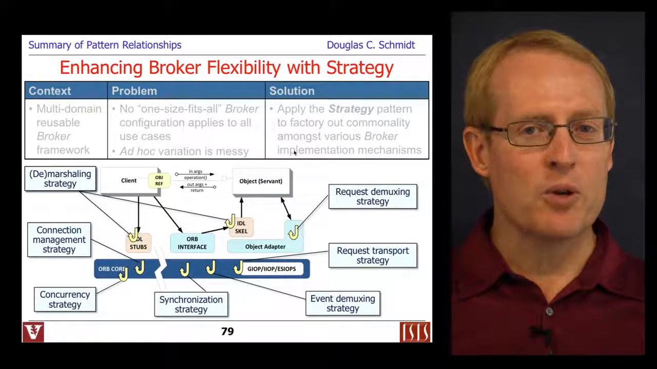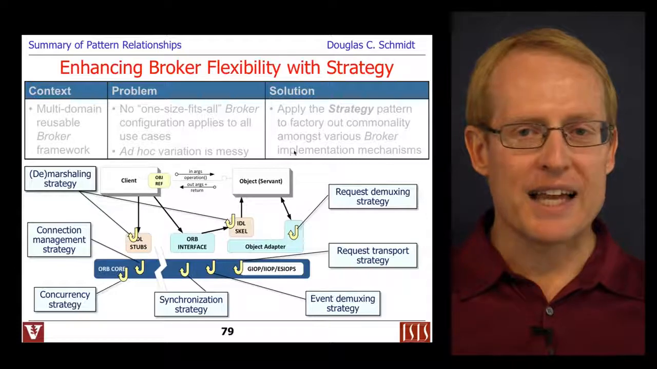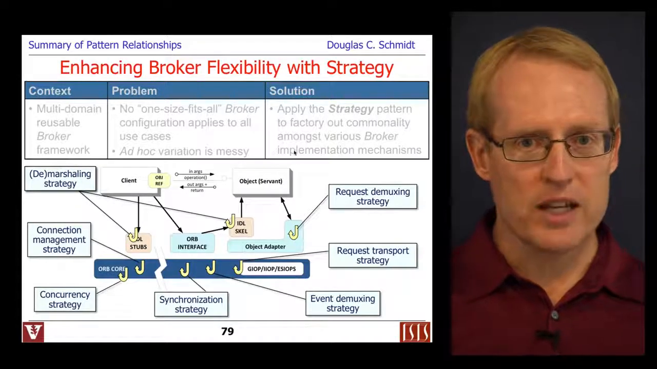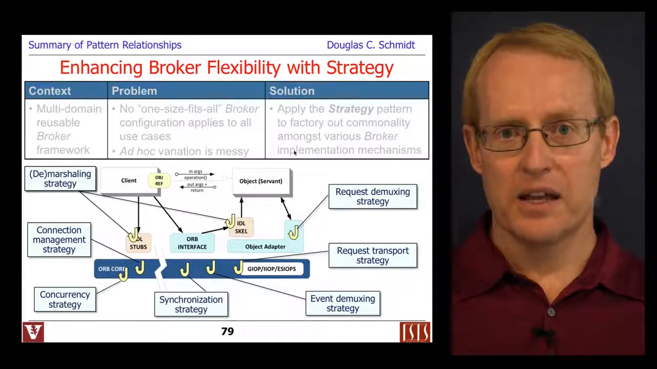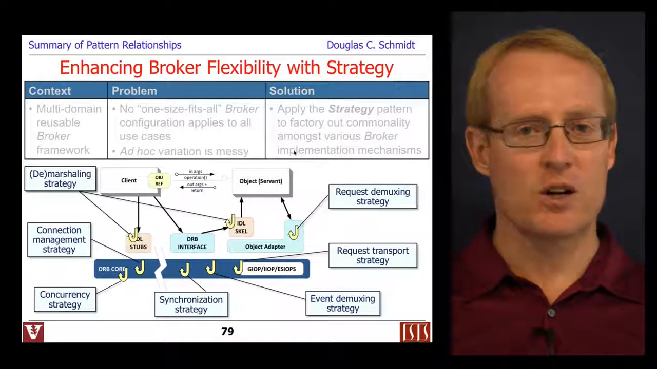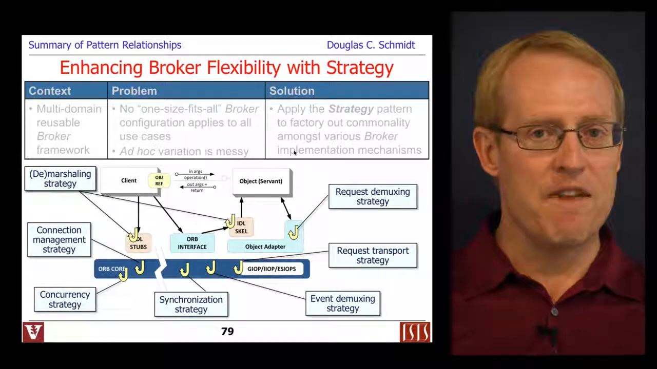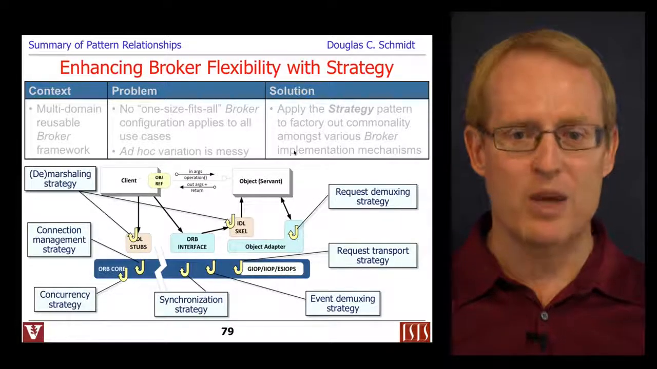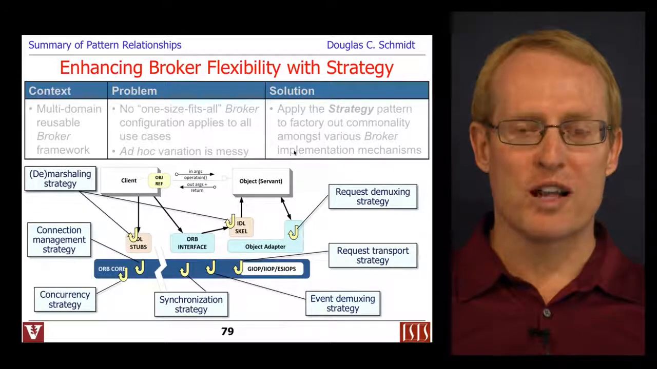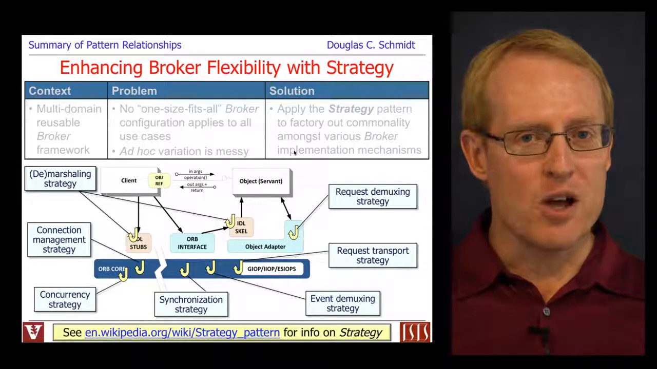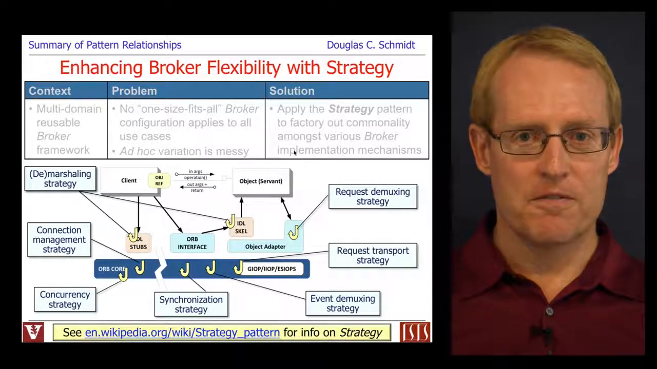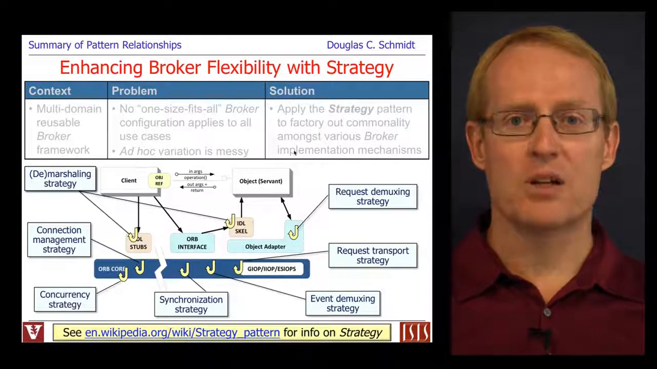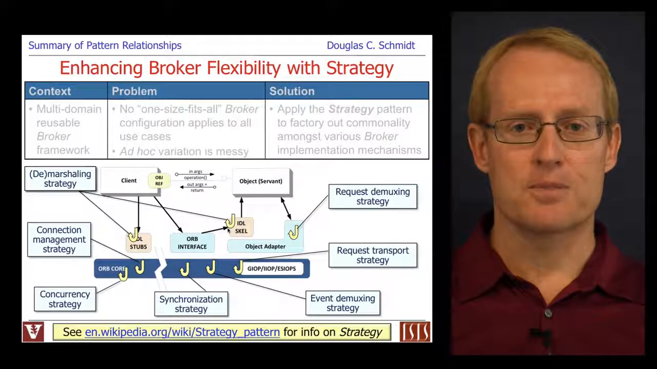What we did is we went through our broker and systematically identified all the different mechanisms that would vary. So we had different marshalling and demarshalling strategies. We had different connection management strategies. We had different strategies for concurrency, synchronization, event and request demultiplexing, various synchronization strategies, transport strategies, you name it. If it varied, we came up with a way to turn it into a strategy. And as a result, our software became much more flexible, much more extensible, and much more tunable and parameterizable to meet the different needs of our sponsors.